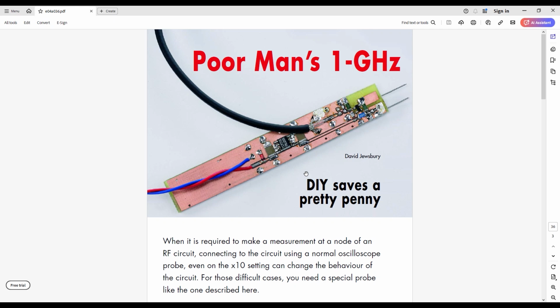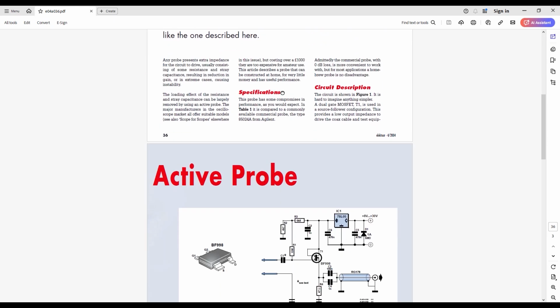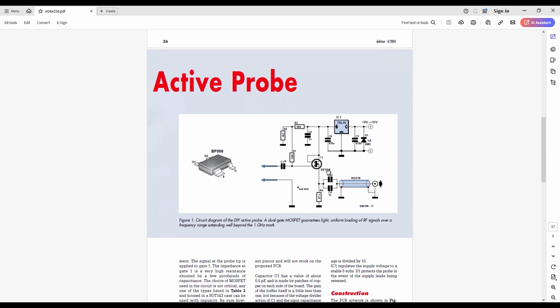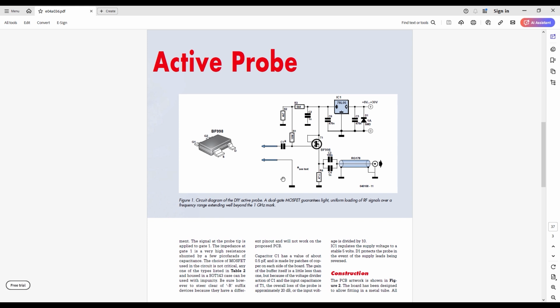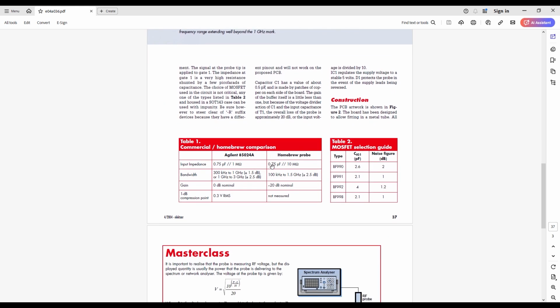Next up is this simple design by David Jewsbury. It's built around a dual gate FET like the BF998. The input capacitor C1 is a gimmick capacitor made from the PC board foil and is less than a picofarad. Networking it with the low input capacitance of the BF998 yields a claimed input capacitance of 0.75 picofarad. R1 and the naturally high input impedance of a FET keeps the input resistance at around 10 meg.